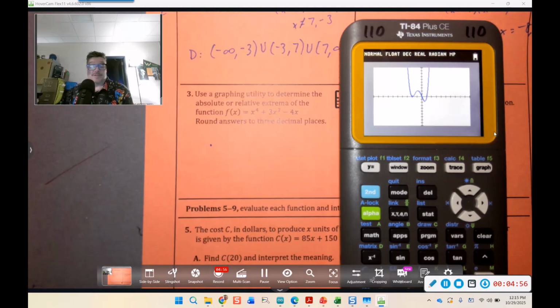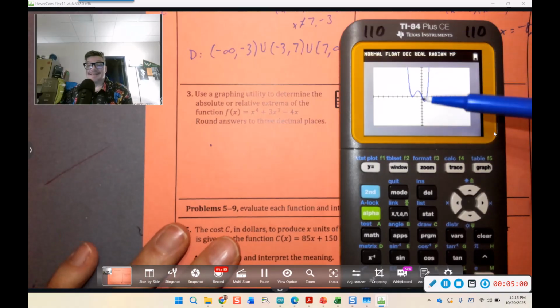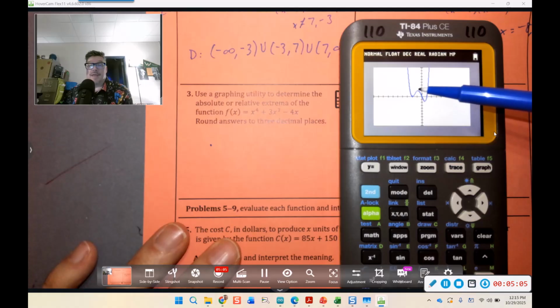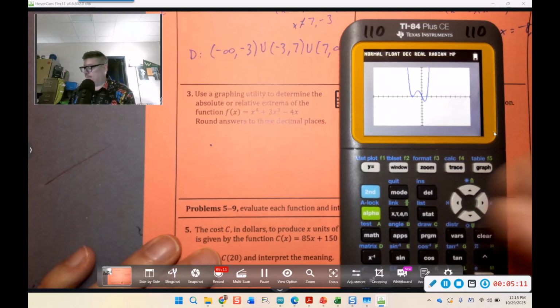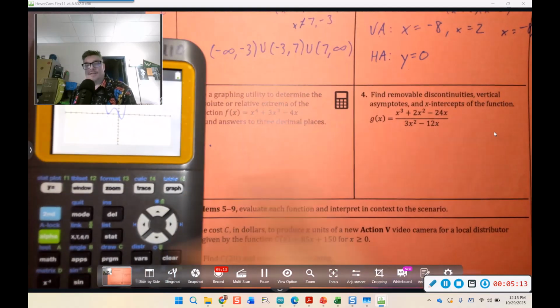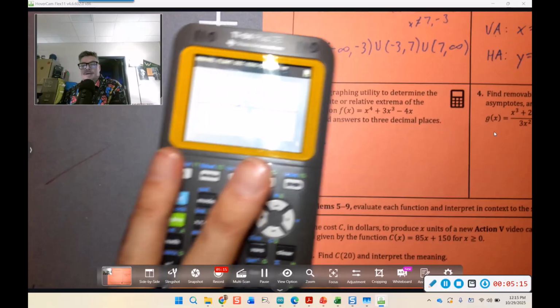There is no absolute extrema here. There's only relative extrema, okay? In fact, what I see is 2 relative minima and then 1 relative maxima. Okay, I see 2 troughs and 1 hill. All right, so I'm going to go ahead and move this guy out of the way for a second, move this over.